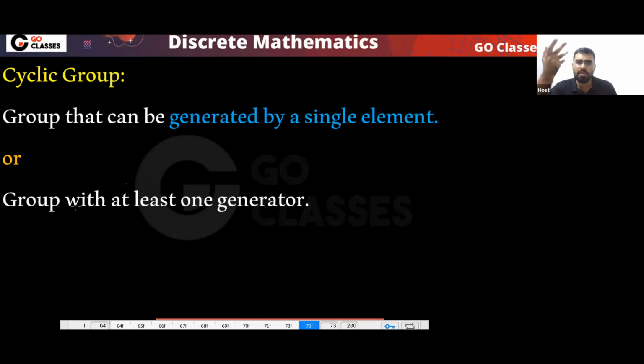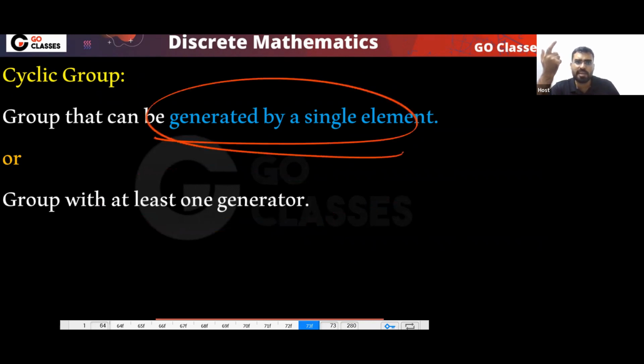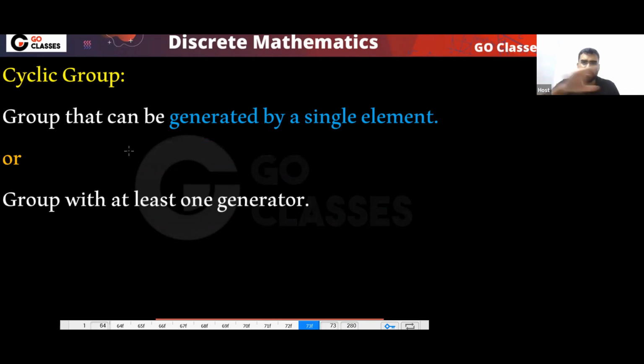Another definition is: a group with at least one generator. So both the definitions are the same: a group that can be generated by a single element. If you have a group which can be generated by a single element, then that element is the generator. So I can say a group with at least one generator is called a cyclic group.